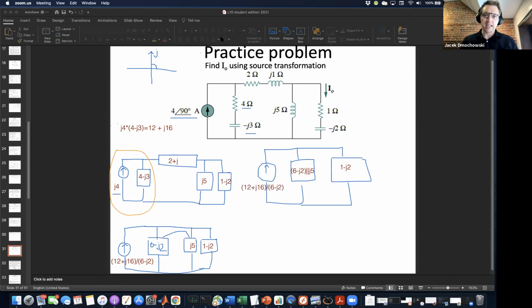And so now I finally have a form that I can use to explicitly solve for I naught. Okay, I'm interested in the current going through this branch. And so now I can finally use current division to solve for I naught, which is going to be equal to 12 plus J16 over 6 minus J2 times, so in the numerator is going to be 6 minus J2 in parallel to J5. This has to be over.